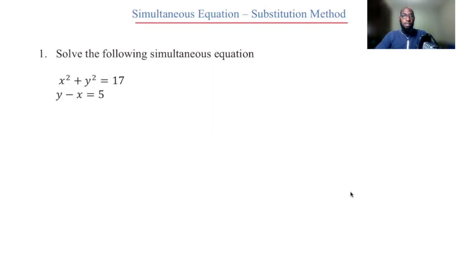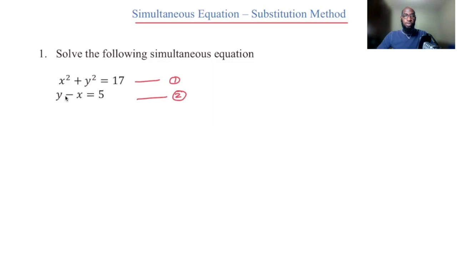Solve this simultaneous equation, and we are going to use the substitution method. So the first thing I'll do is label my equations. This is equation 1, equation 2. All right, so we have to choose an equation now. So usually I will choose an equation with the coefficient of +1.